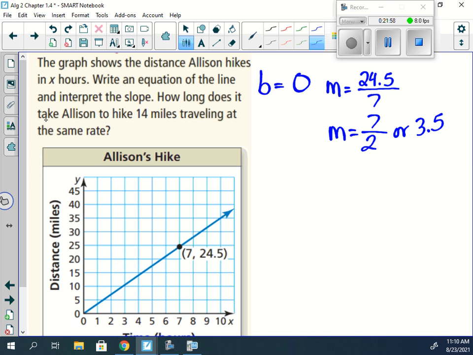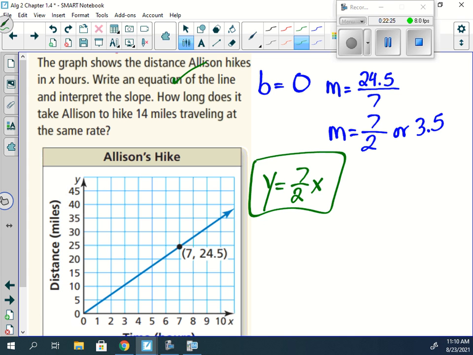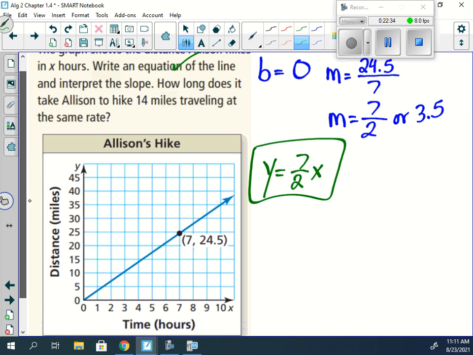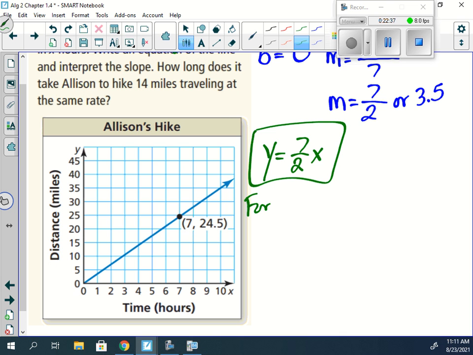So what would the equation for this be? Y equals what? Seven halves x plus 0, or we can just say y equals 7/2 x, because the plus 0 really doesn't add anything. It doesn't affect the overall equation. So we can just say 7/2 x. Any questions on how we got the equation of the line? Okay. Let's interpret the slope. For every what?